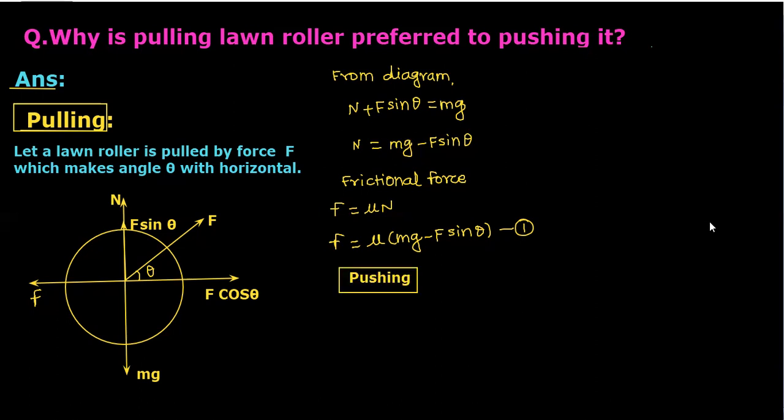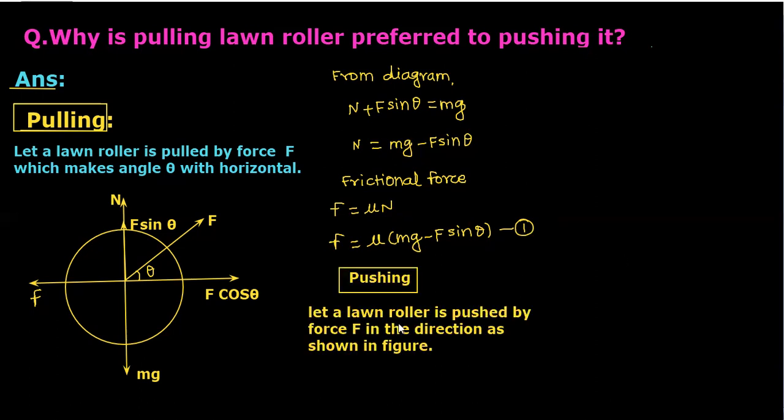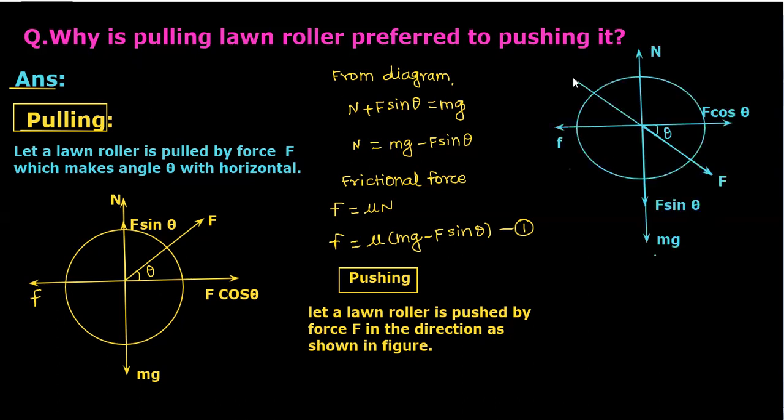For the pushing case, let a lawn roller be pushed by force F in the direction as shown in the figure. So see the figure here. Like this we have pushed this lawn roller, and again this angle is theta. Now I am resolving these components again. So this side we get F cos theta, this side F sin theta, downward is mg, upward is normal reaction, and opposite to the motion, it is what? Frictional force.